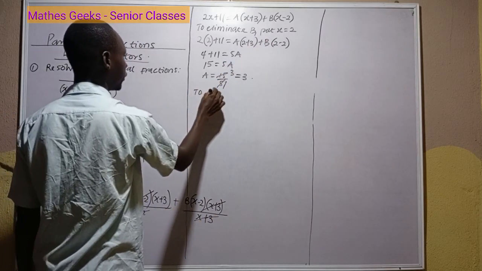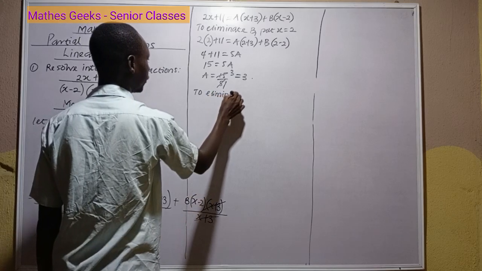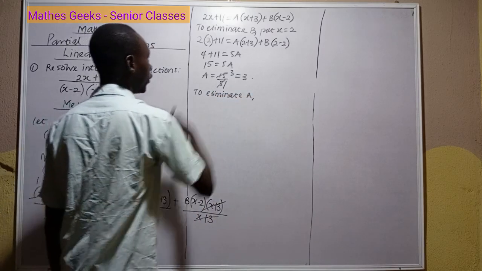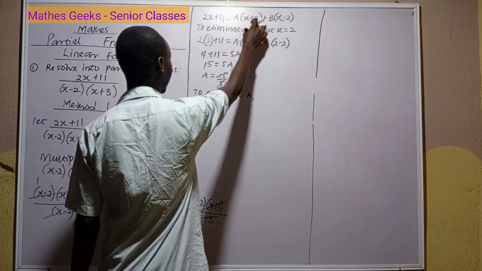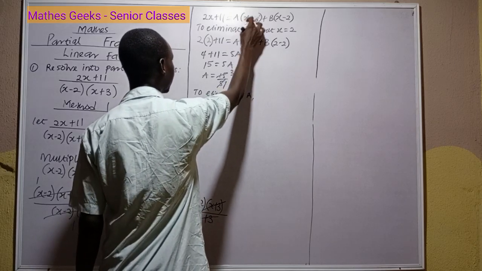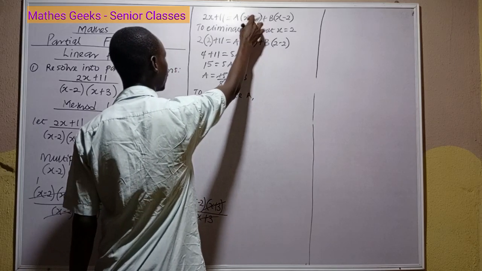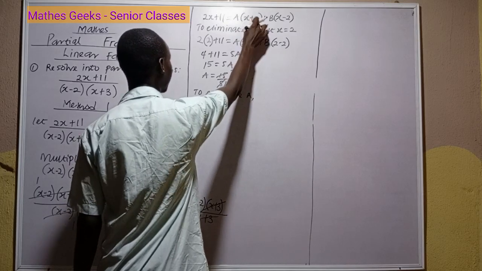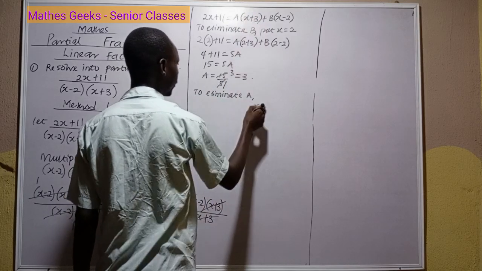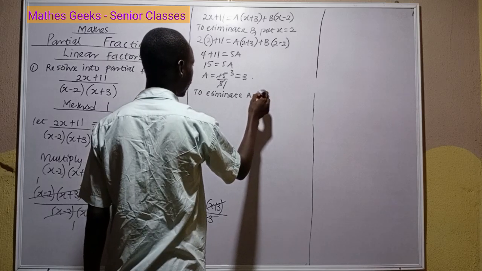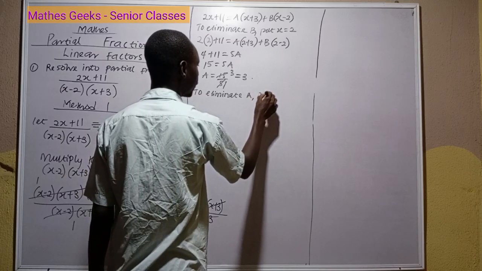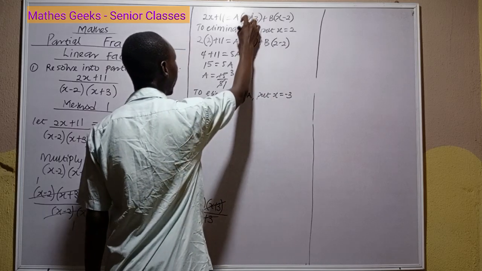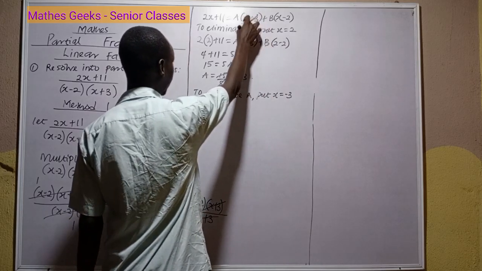To eliminate a, this time around we're going to eliminate a. And how do we eliminate a? If you check the bracket here, you see that x plus 3. So what would you make x to be in order for it to be 0 when you add it to 3? It will be minus 3. So to eliminate a, put x equals minus 3. So if x is minus 3, minus 3 plus 3 will make it to be 0.